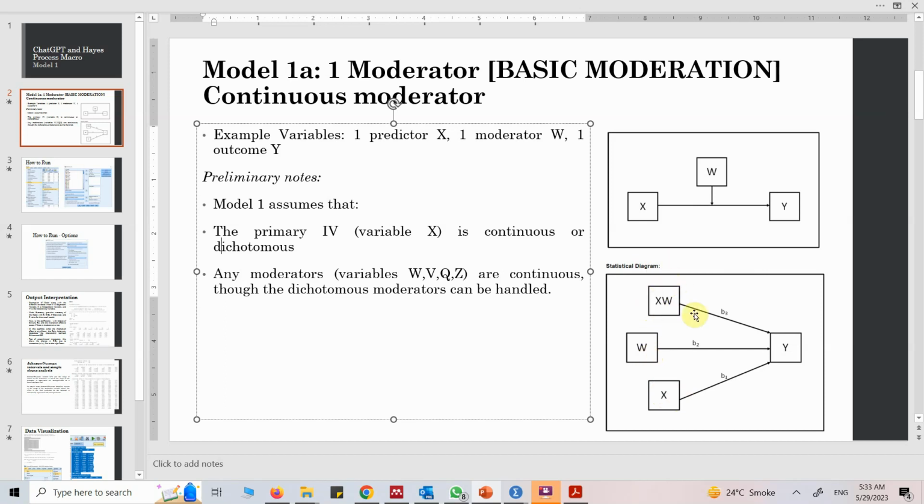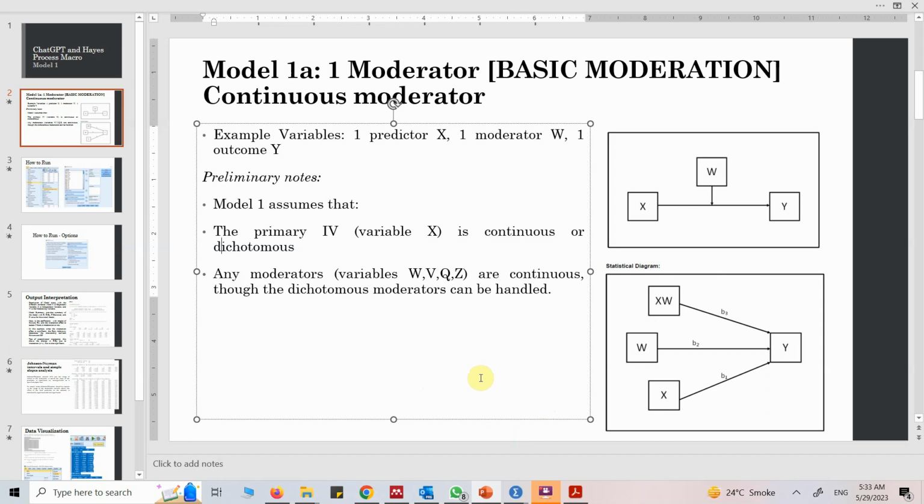Now if this product is significant, this will tell us yes, there is moderation. So the moderator is moderating the relationship if the interaction effect is significant. So you will see interaction effects whenever you are doing moderation analysis.